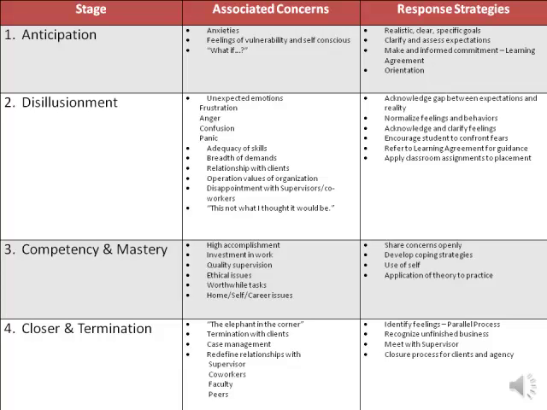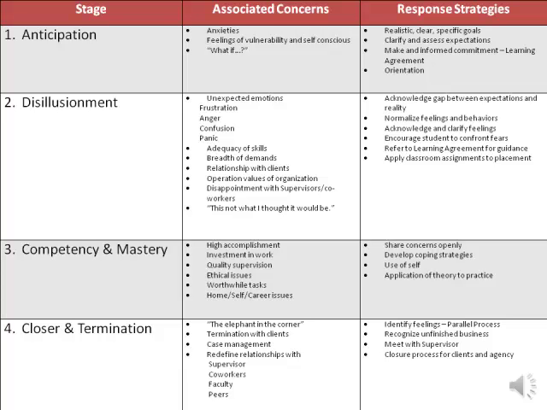Stage 2, disillusionment, is where students will begin to feel unexpected emotions, question their skills, feel overwhelmed with the demands placed on them, begin to form relationships, and realize that what they learned in the book may not be what it really looks like in the real world. Field supervisors can normalize emotions, acknowledge the gap between expectations and reality, encourage self-care, refer to the learning agreement to assist students in breaking down tasks and applying classroom assignments to the learning environment.